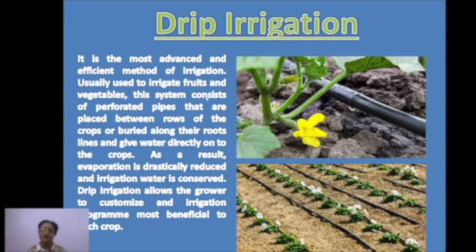Usually it is used to irrigate fruits and vegetables, and this system consists of perforated pipes that are placed between the rows of the crops or buried along their roots, and it gives water directly onto the crops. So the wastage is minimum. As a result, evaporation goes drastically down, it is reduced to a great extent. Then irrigation water is conserved in this manner. Drip irrigation allows the farmers or the growers to customize an irrigation program most beneficial to each crop. So in this manner, drip irrigation becomes the most efficient method of irrigation.